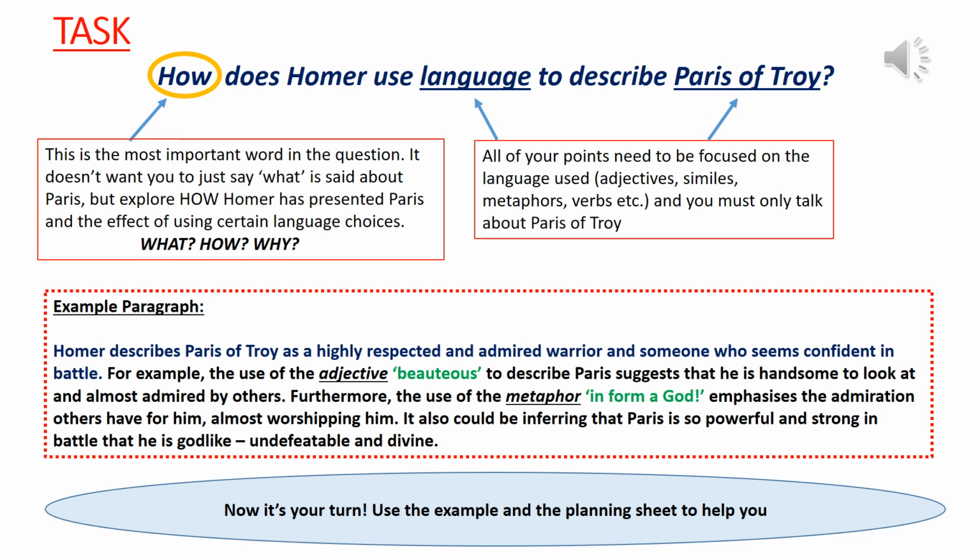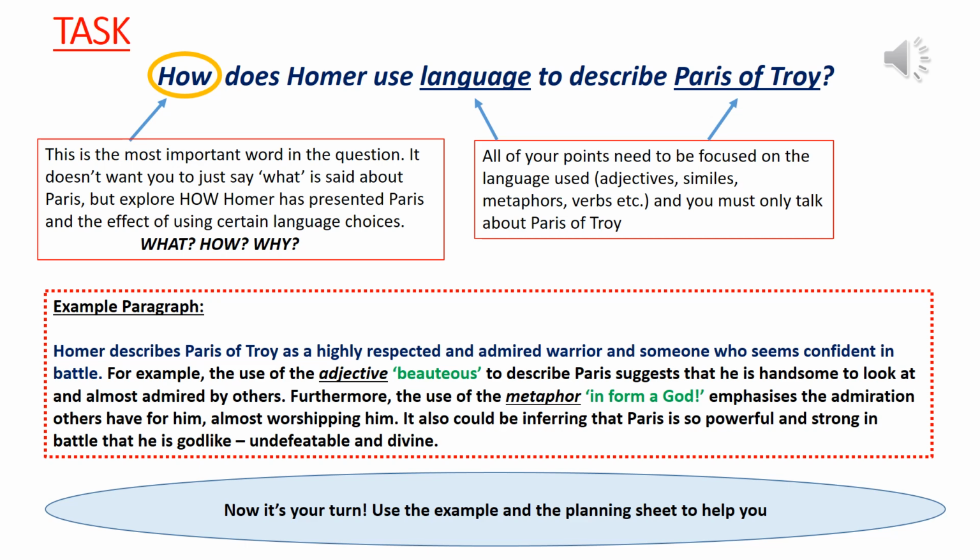So let me read this through. For example, the use of the adjective beauteous to describe Paris suggests that he is handsome to look at and almost admired by others. So you've provided your evidence. You've also named it as an adjective, which is a real skill that we look for. If you can't remember whether it's an adjective, metaphor, simile, whatever, just say by using this word or by using this phrase. But make sure you provide your evidence in quotation marks and then you explain why it's been used. So it suggests he's handsome, almost admired.